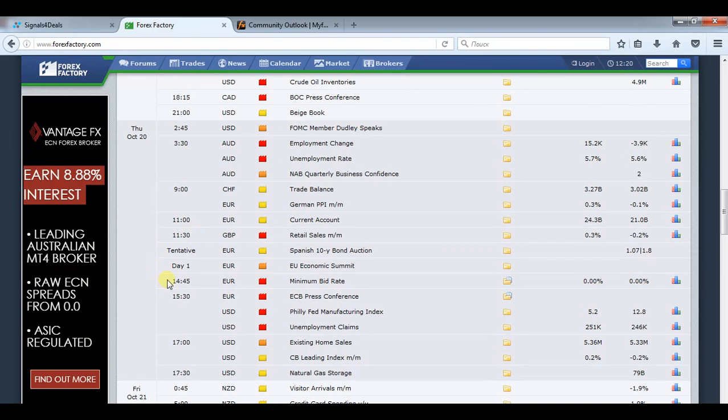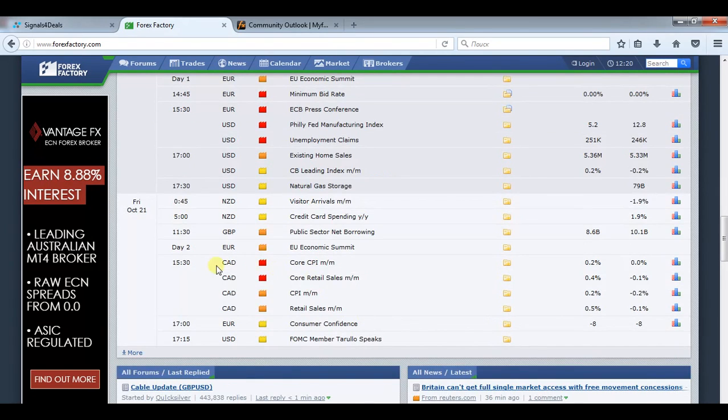On Tuesday we have the minimum bid rate and the European Central Bank press conference. So you see that this week is very important for the euro. Be very careful trading the euro this week. And on Friday we also have news about the Canadian dollar. It's core retail sales and core consumer price index. So if you trade the Canadian dollar, you should also be quite careful.